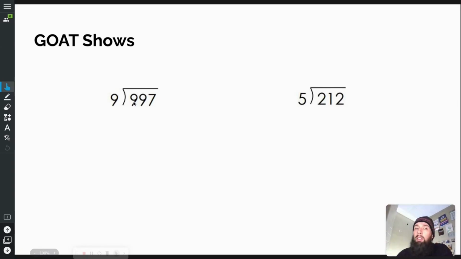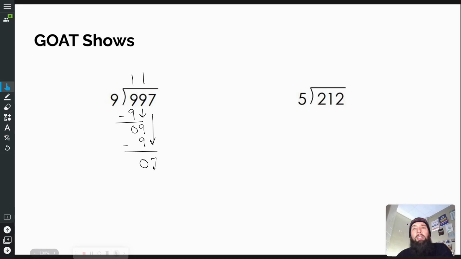9 goes into 9. So 9 times what is 9? 1. That's pretty simple. Take that 1 times 9, multiply it together. 1 times 9 is 9, and subtract. 9 minus 9 is 0. Drop down the 9 and do it again. 9 times what is 9? 9 times 1 is 9. Take that 1, multiply it by 9. 1 times 9 is 9. Subtract those numbers. 9 minus 9 is 0. That 0 doesn't do anything. Drop down the 7.